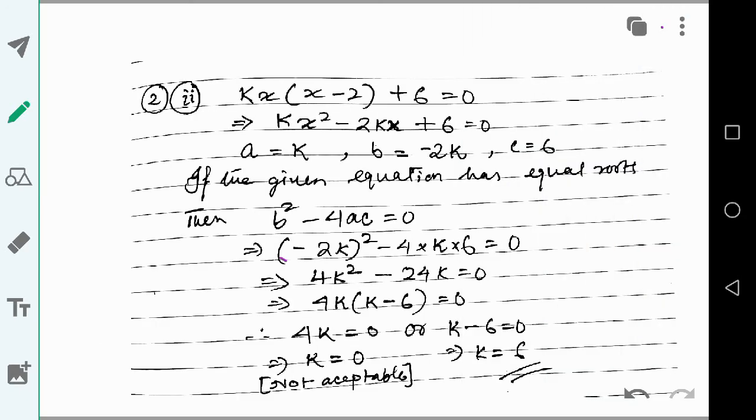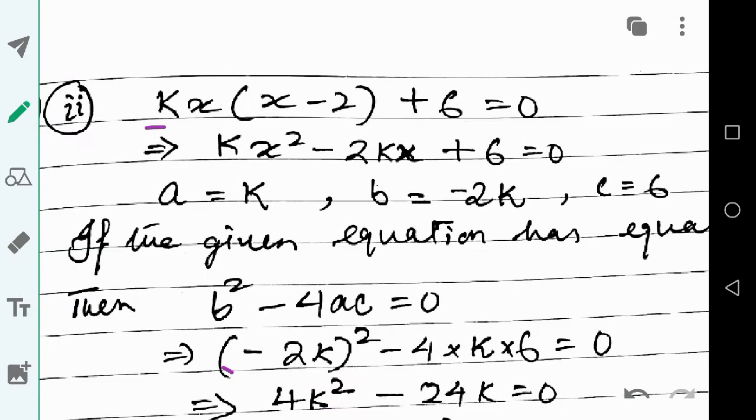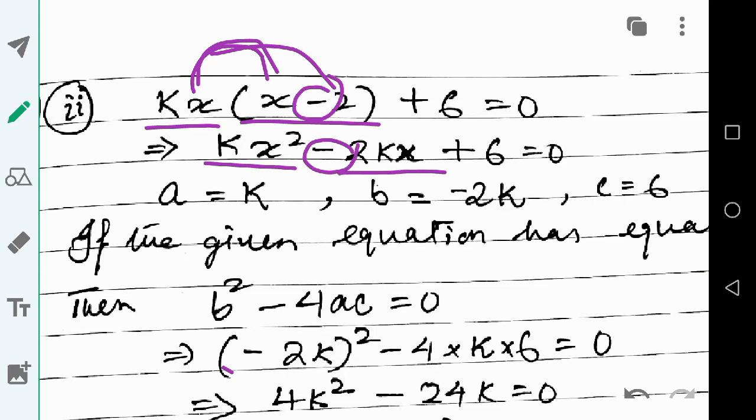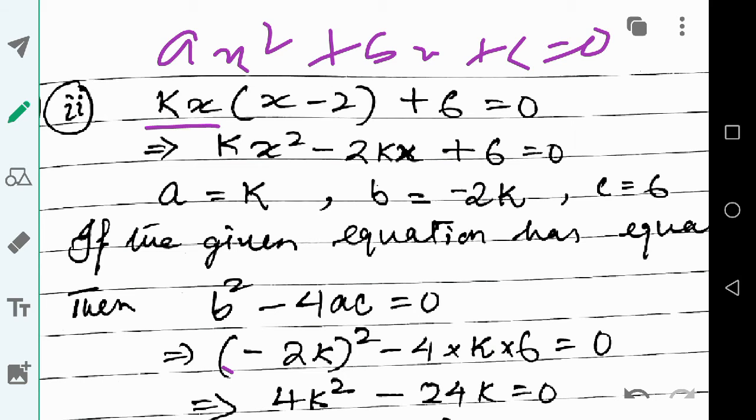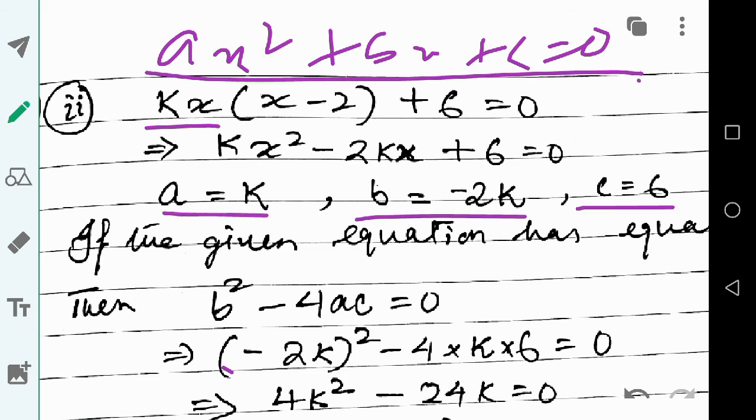This is the second equation of question number 2. So kx into x minus 2 plus 6 is equal to 0. Now multiply these two. Then kx into x is kx square, kx into 2 is 2kx, isn't it? That is minus, so this sign will be minus. Now this is in this form, ax square plus bx plus c is equal to 0. Now compare with this form, you will get a is equal to k, b is equal to minus twice k, and c is equal to 6.